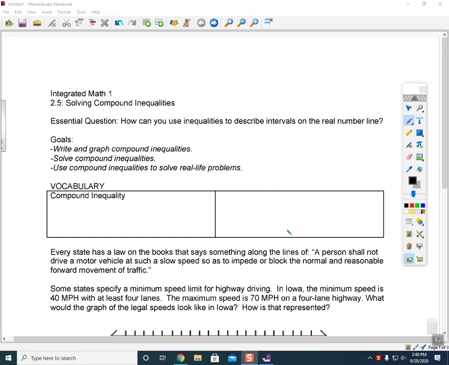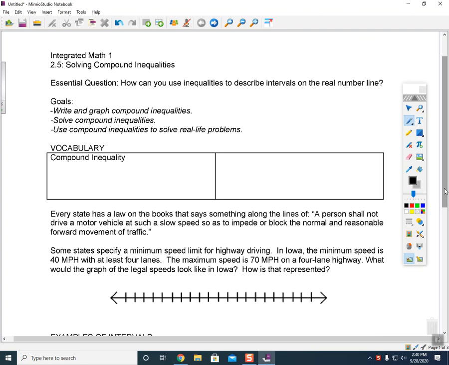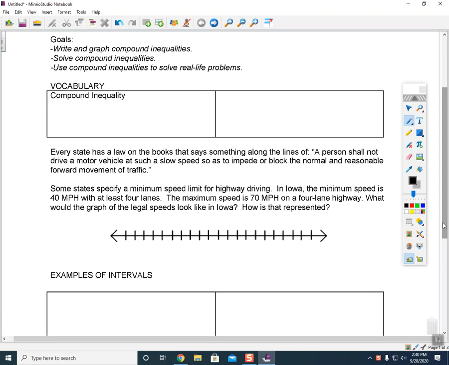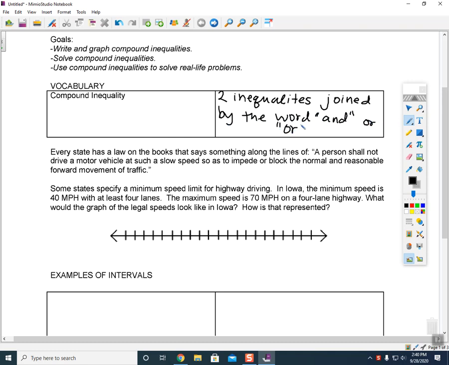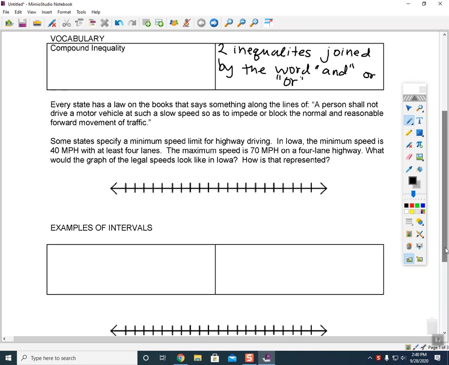Right, we are moving on to talking about compound inequalities. So a compound inequality is just when we have two inequalities joined by the word and or or, which will make sense later. A compound inequality is when two inequalities are joined by either the word and or or. And the way that we write them is different. We'll see that in a second.